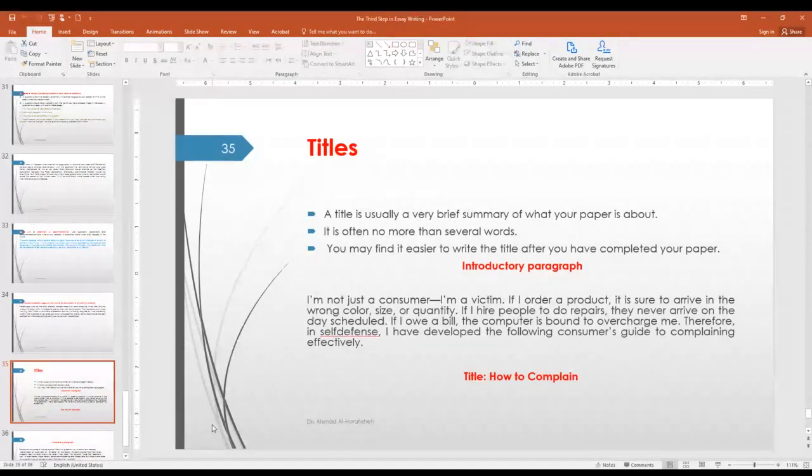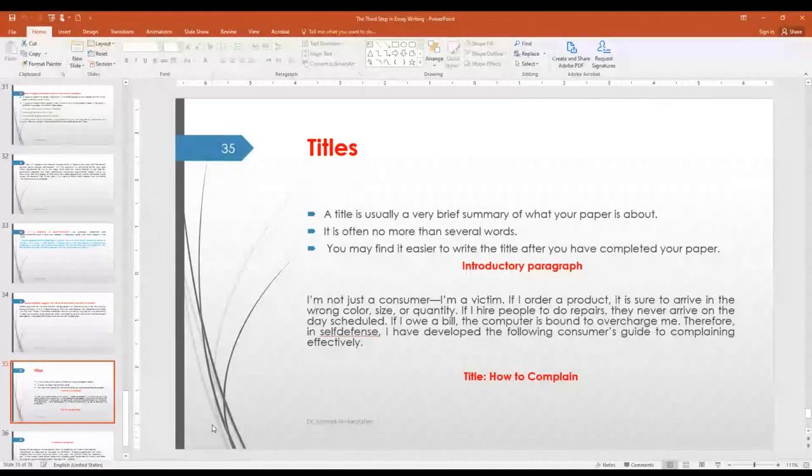You may find it easier to write the title after you have completed your paper. So, my advice to you, don't write your title at the beginning. The last thing that you should do after finishing your essay is write the title for the essay. So the title is the last step. Title is the last thing that you should write. Now, the first thing, if you remember, we said is your thesis statement.